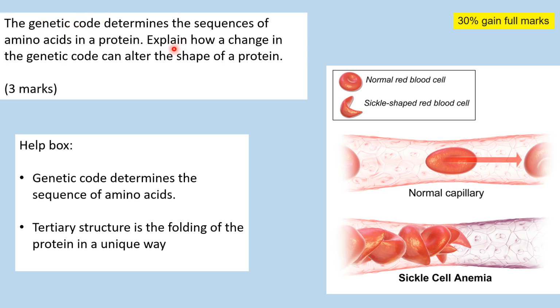The question is asking, explain, meaning you have to give a scientific reason how a change in the DNA can alter the shape of the protein. How a change in the genetic code can change the shape of the protein. And shape of protein, we are talking about the tertiary structure of a protein. It is not talking about an enzyme, it's talking about a general protein. If it was an enzyme, it would specify it's an enzyme. I'm giving you an example here. This is a normal red blood cell here, and this is a sickled red blood cell here.